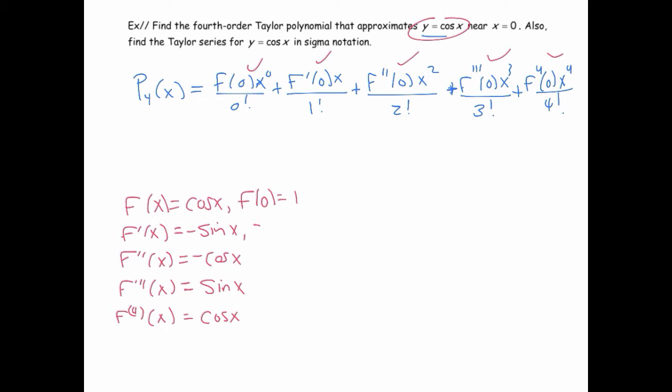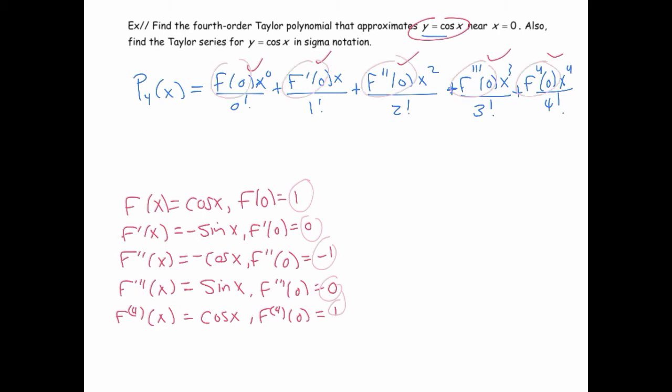And so that tells us that f of 0 is 1, f prime of 0 is 0, f double prime of 0 is negative 1, f triple prime of 0 is 0, and the fourth derivative is 1. So let's just make those substitutions. So I'm going to take this, and this, and replace what they are up there.